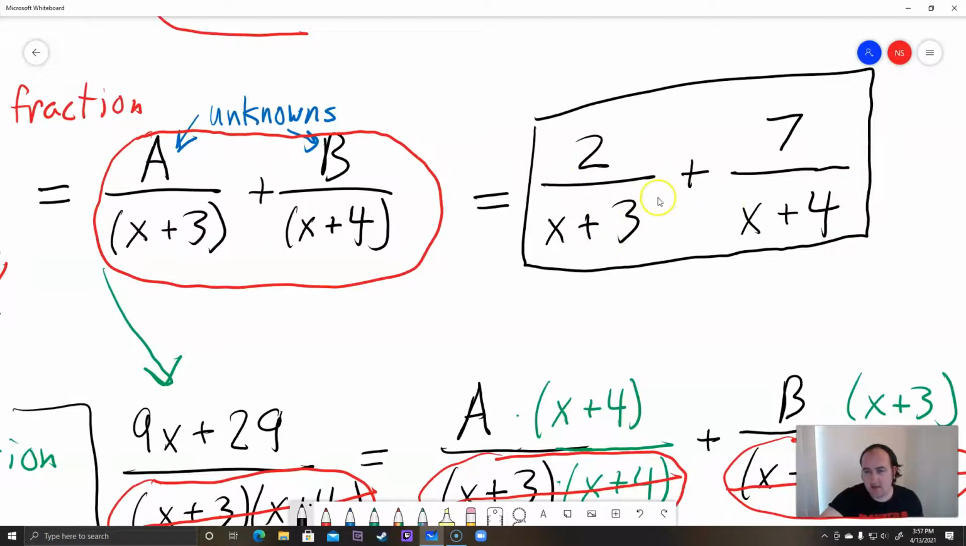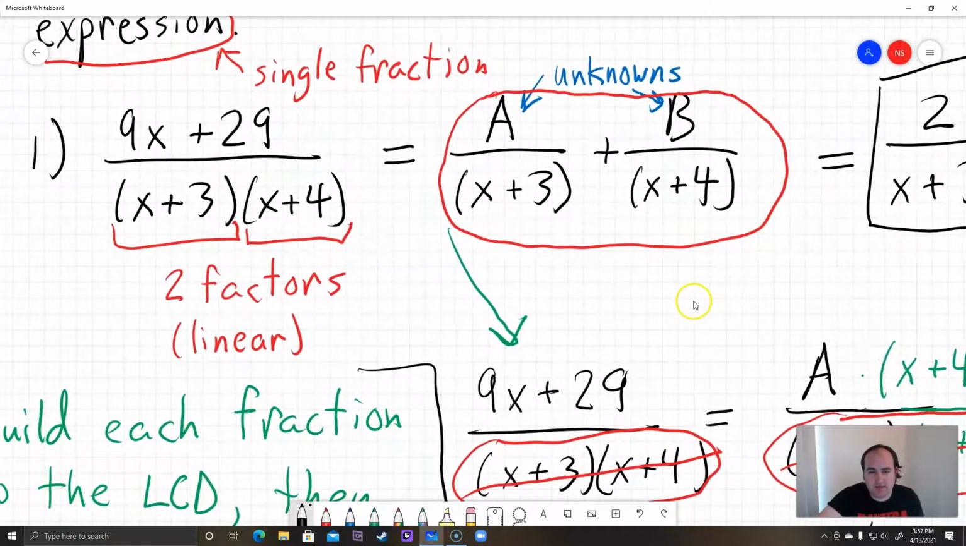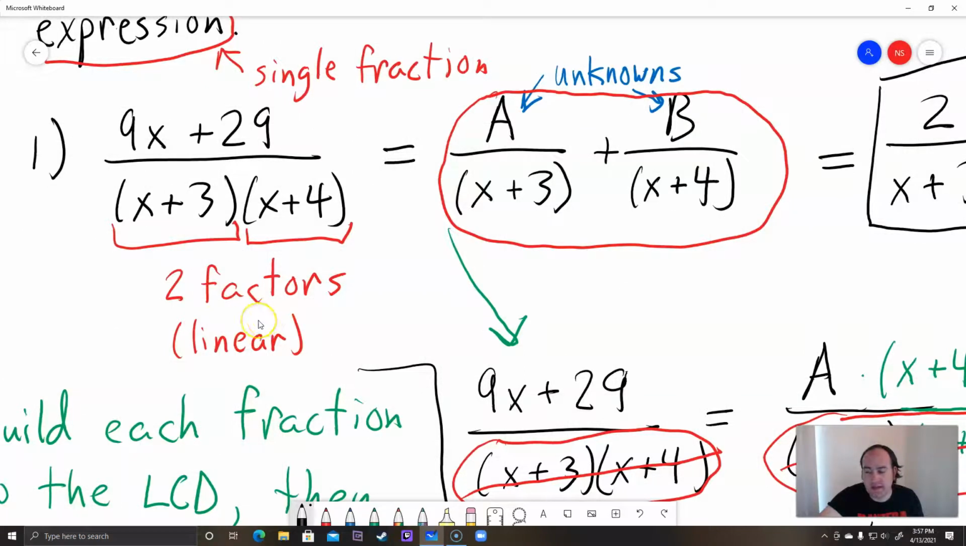So each of these would be giving you, if you integrated this, 2 times natural log of x plus 3 plus 7 times natural log of x plus 4. So it's so easy to integrate, I can just integrate it in my head. So hopefully you can see the value of what we're learning. And we are learning it for integrals, but it does have other applications, such as in linear algebra or other kinds of math. Okay, so that was a relatively easy one where we had 2 linear factors.